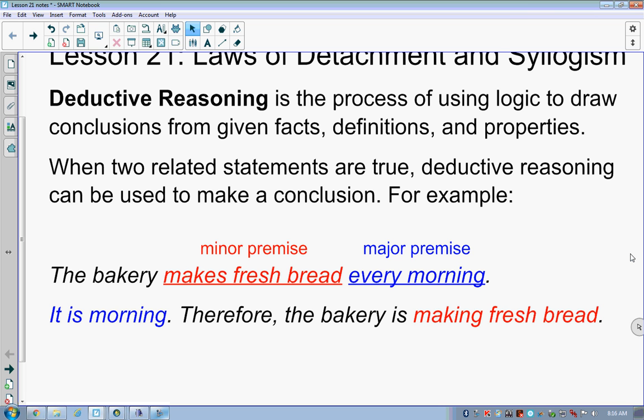Does that make sense? If they had said, the bakery makes fresh bread every morning, the bakery is making fresh bread, therefore it is morning, is it necessarily true? Why is that not necessarily true? Well, because would a bakery make fresh bread throughout the day? Yeah, right? So just because they're making fresh bread doesn't mean that it's morning, but if it is morning, they're going to be making fresh bread. Does that make sense? Okay, so if my given is associated with the major premise, the premise that's all or every, then I can deduce the minor.